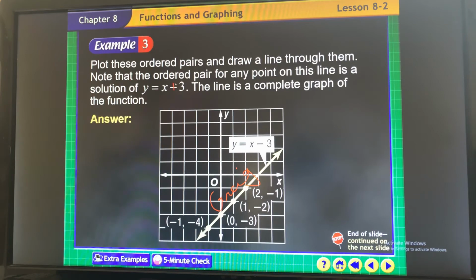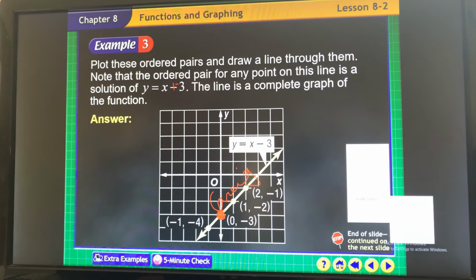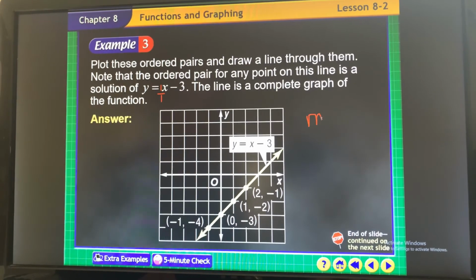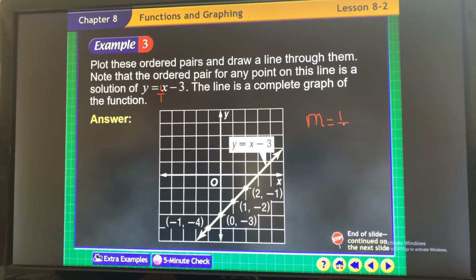Remember, this just tells you where to start. -3 is where you start, right here. And then from that point, you rise up 1, run over 1. What it does is it creates a stairway. So let me show you. So 1 over 1 is your slope. So m is equal to 1 over 1.